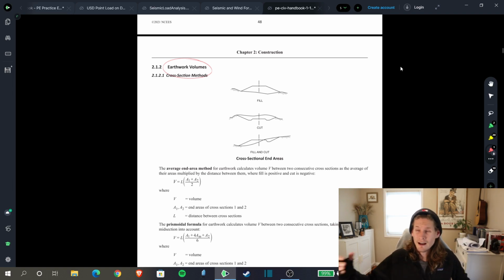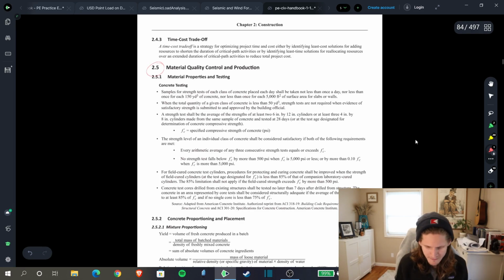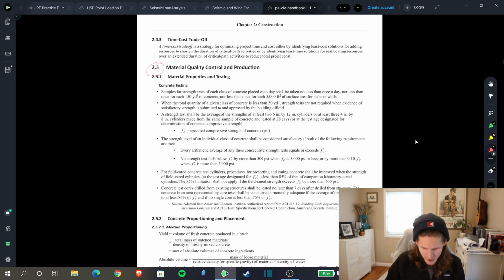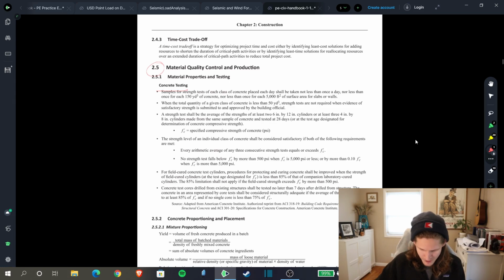Specifically, earthwork volumes, I think, is a really important one, both fills and cuts. Getting used to that, I think you should walk through some of those example problems. And in order to do some of those, you need to understand the equations provided here. So all of this is really great info right here. Pay attention to 2.5, material quality control and production. Specifically, it gets into concrete. And they go really in depth with concrete and its properties, which is something that's really nice that I didn't see in the structural section.